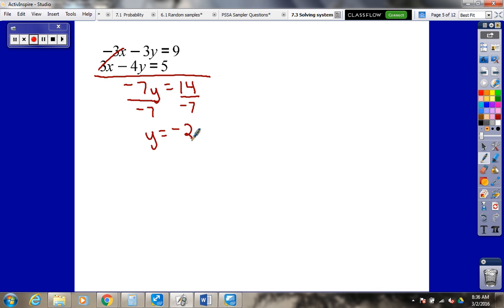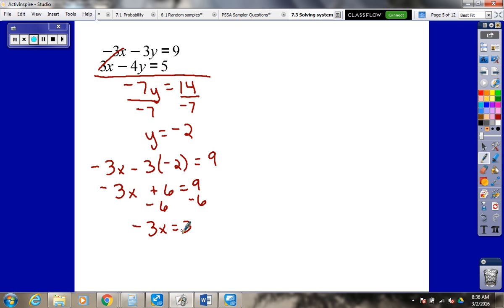Good. Aiden, what do I do now? Put y in the top. Okay, we use the top equation, so I have negative 3x minus 3. Make sure you keep the negative 2 equals 9. So negative 3x. Can you fill in the rest of it for me? Good. Plus 6 equals 9. Now what do I do? And I get? Negative 3x equals 3. Okay, now? Good.